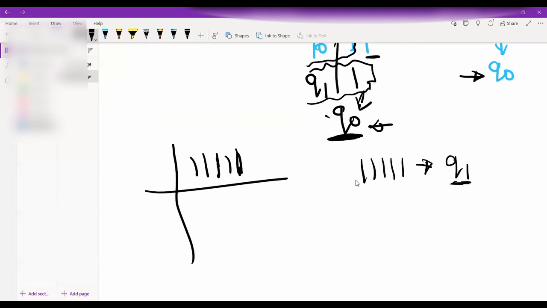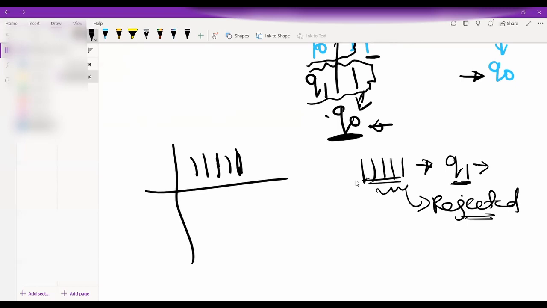What is Q1? Q1 is a non-final state. Whenever we reach a non-final state as the output, that means this string is rejected by the finite automata. That means this is not a string which is divisible by 2. That means we should not end our answer with the final state; we should end with a non-final state. Whenever we end the string in a non-final state, the string is rejected by the finite automaton.